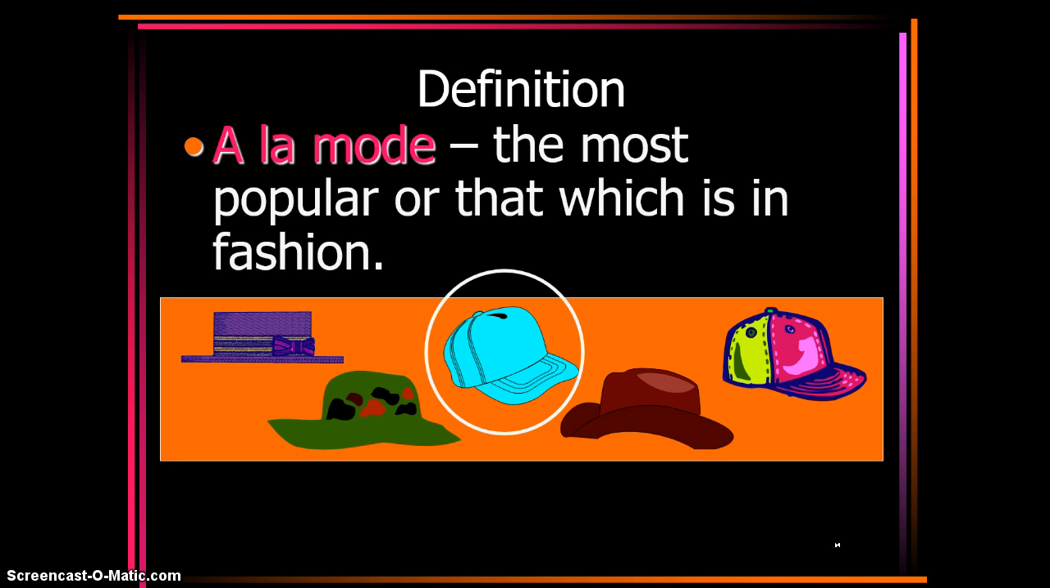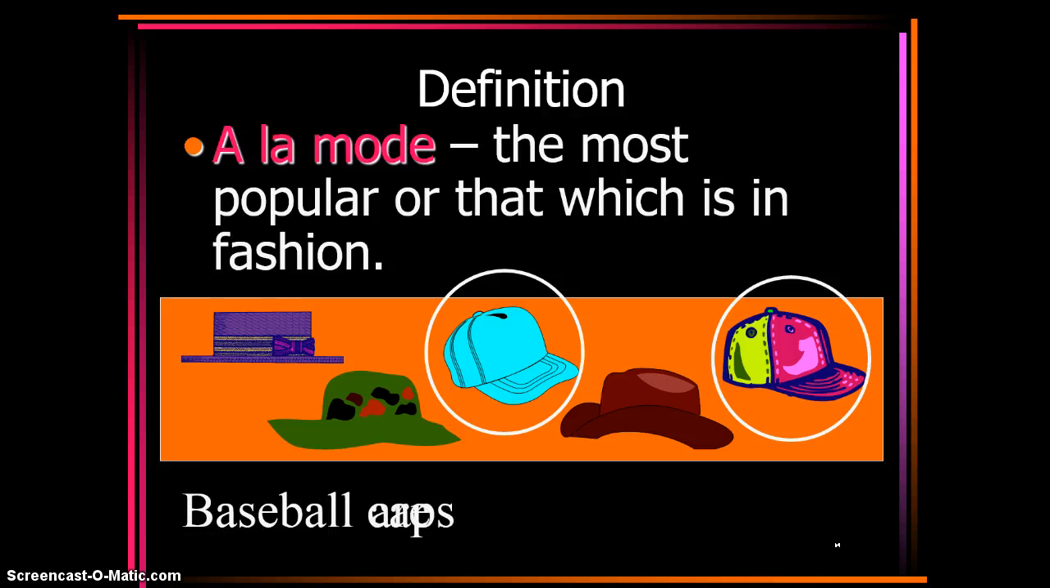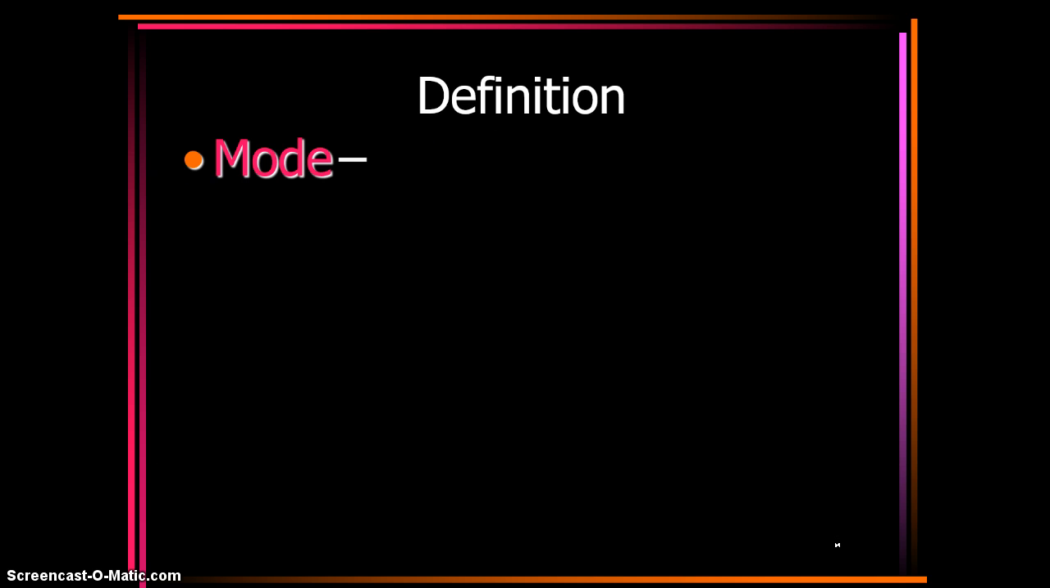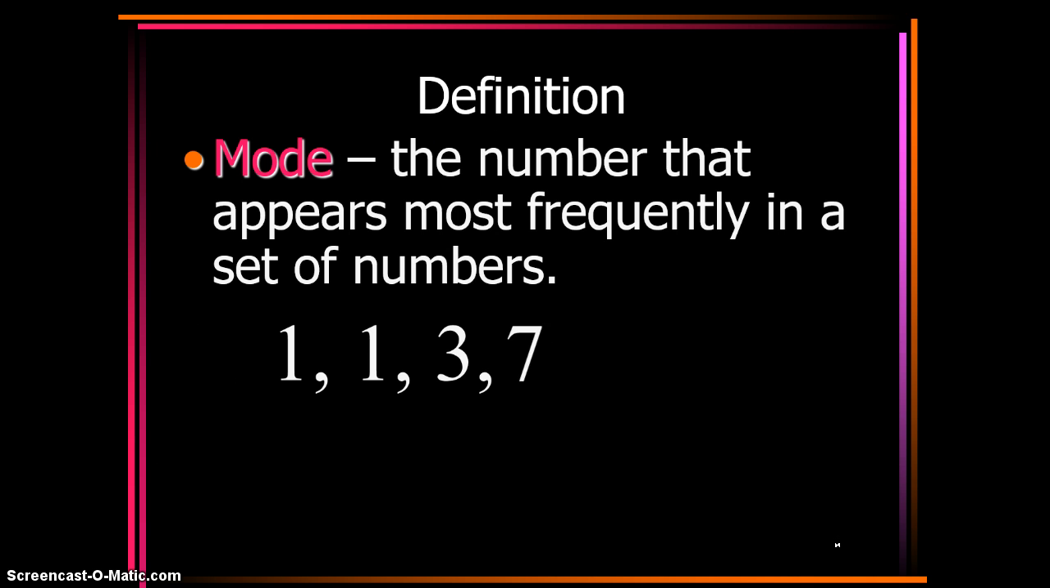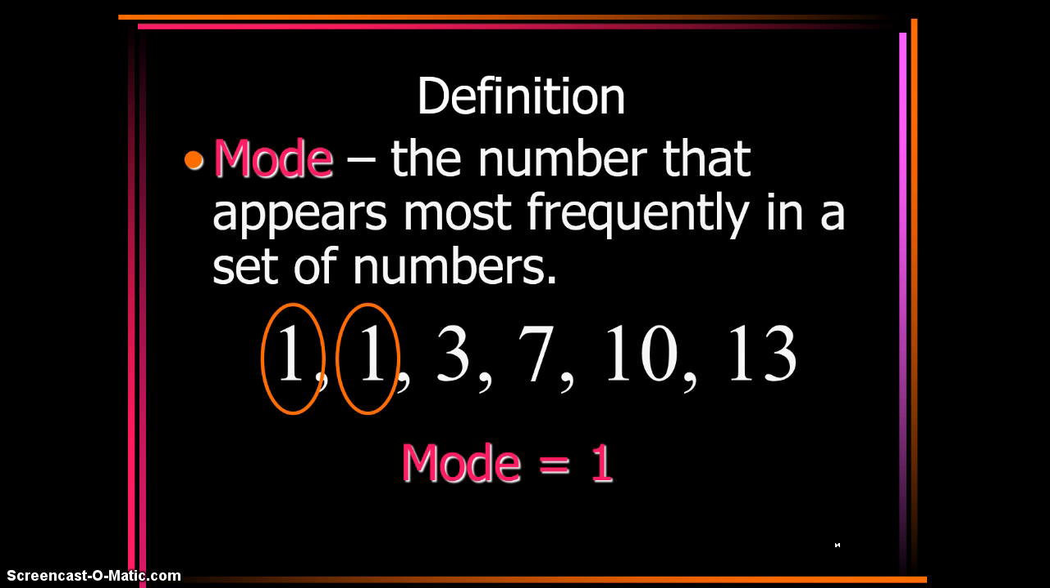This is just kind of a pictorial representation. The most popular scent, that would be the hat that most of you guys would wear, though. I don't know. I could see y'all wearing that hat. I actually could see you rocking the pink and yellow hat too. So those would be our modes. Baseball caps are a la mode today because they're in fashion. So it's the number that appears the most or the most frequently. So here we have a list of numbers, and there are 2 ones and only 1 of everything else. So 1 would be our mode.